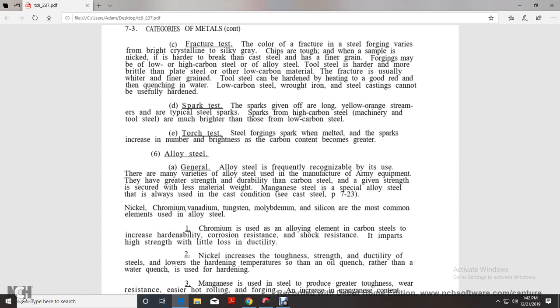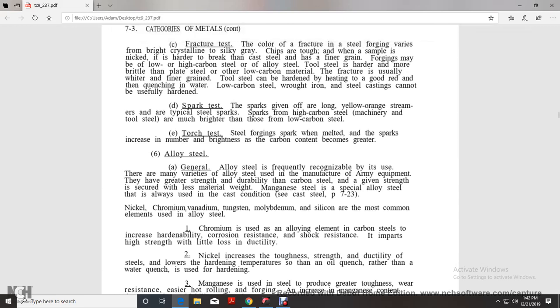Spark test: the sparks given off are along a yellow-orange stream, the typical steel spark. The sparks of high carbon steel, such as machinery and tool steel, are brighter than those of low carbon steel. With the torch test, steel forging sparks, and the melted sparks increase as the carbon content increases, and the brittleness becomes greater.